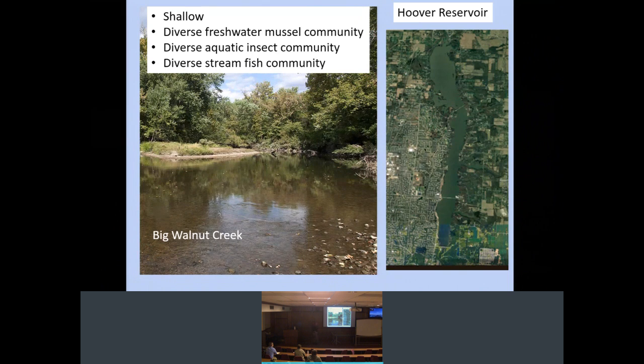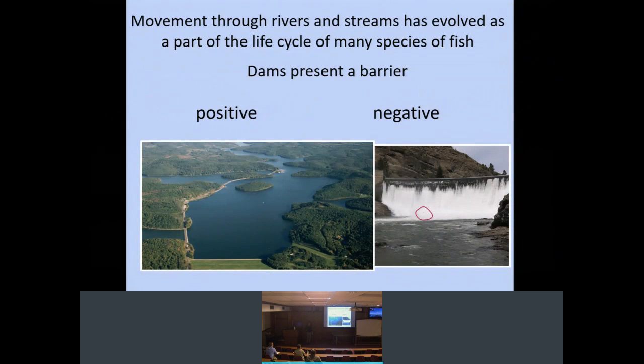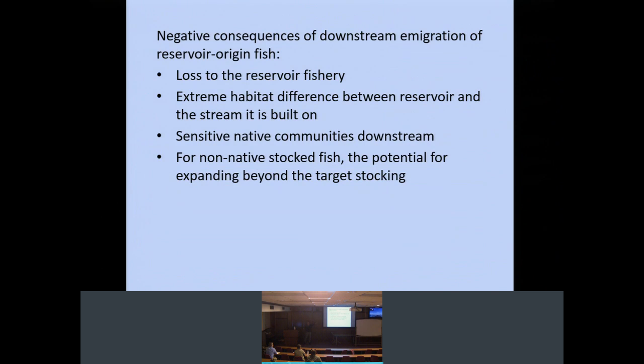Reservoir is a lake. It's a silty bottom lake, so the fish in there are not built for these streams, and these streams are not built for these big predators to come out of the dam and live or move through these streams. So there's some other concerns besides just loss to the upstream fishery. There's also the gain to the downstream community that's a problem. Then there's the other thing. When they're stocking non-native fish, there's a potential for them expanding beyond the targeted stocking area.